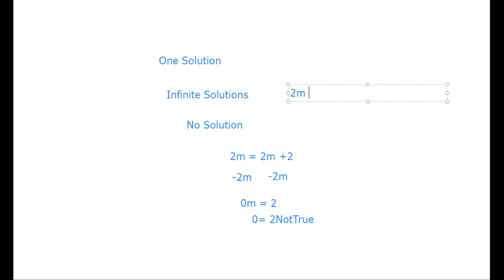Now, if I had 2m equals 2m, and just for demonstration purposes, plus 0, I do the same thing. I subtract 2m from both sides, and I end up with 0 equals 0. Now I have a true statement. That's infinite solutions. All my variables still got eliminated, but it's now a true statement.